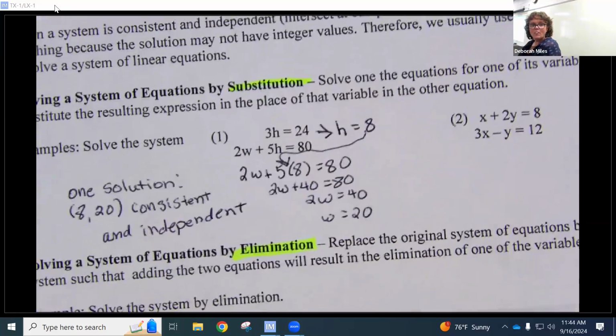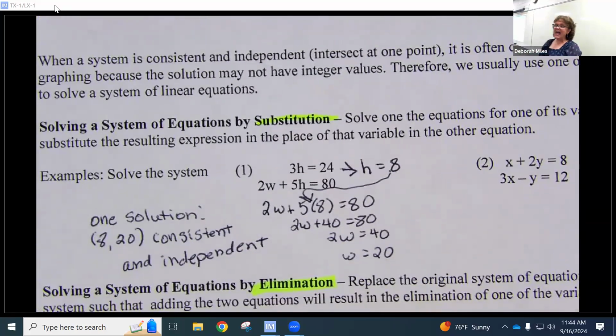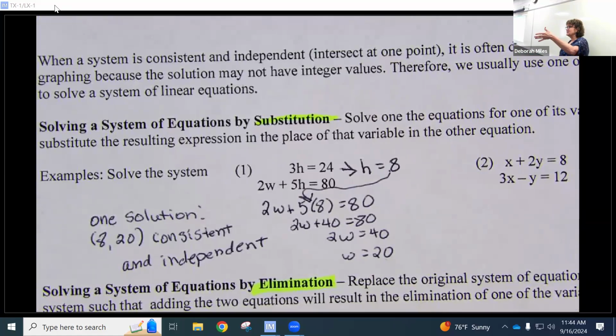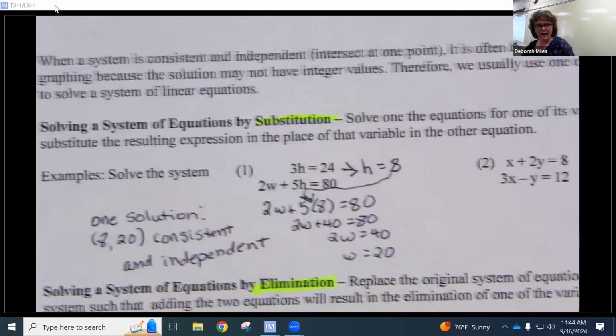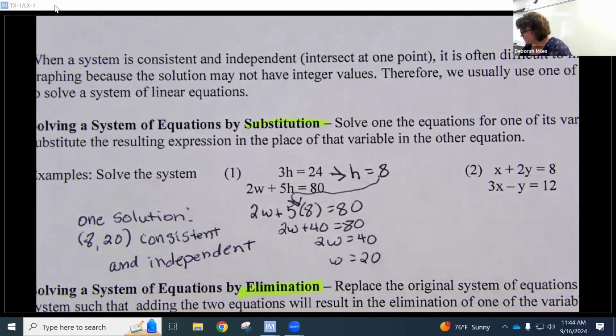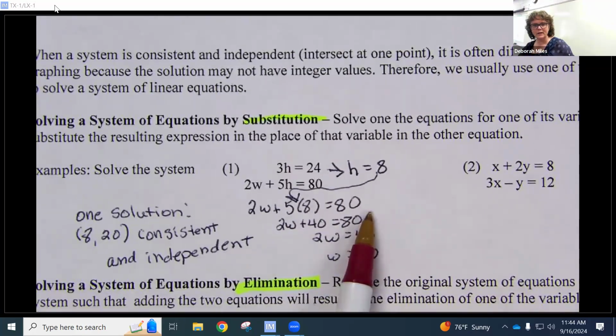Now, actually, on the test, I don't ask you to say consistent, dependent, independent, inconsistent. I just ask you to find the solution if there is one, and then tell me if there's one solution, no solution, or infinitely many solutions. I think those words are easier, and you know what they mean. All right. So that substitution was very quick on this one.